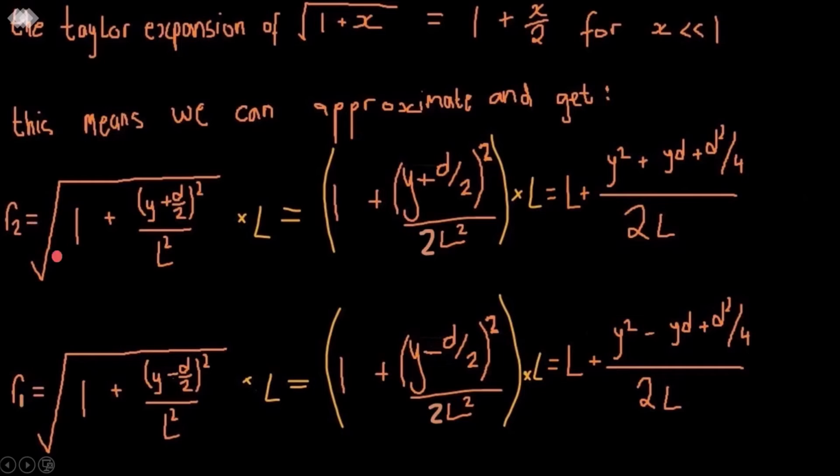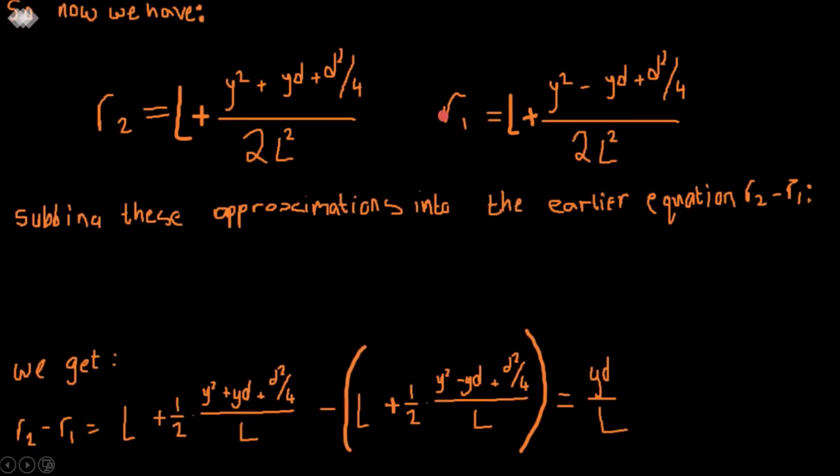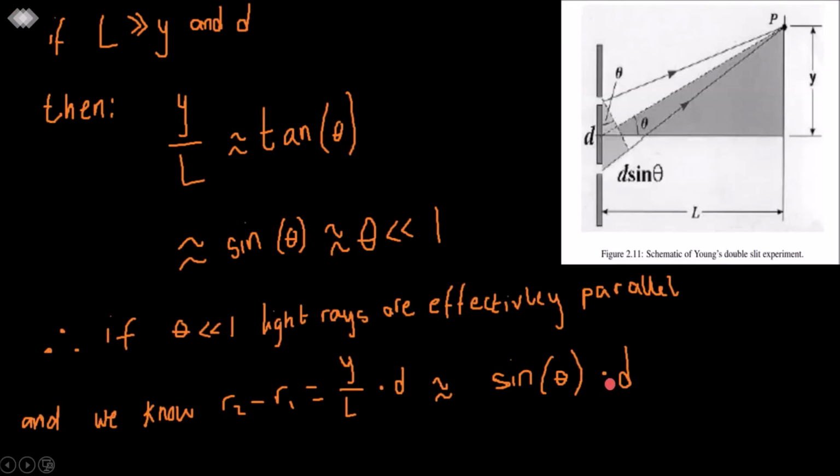So what do we get? Well, for the bottom ray, the ray that travels slightly further, we can express that as this. For the top ray, the ray that travels slightly less far, we get 1 plus (y minus d over 2) squared divided by 2L squared, all multiplied by L. So this is what we have here, expressed slightly more nicely. When we put these two values into the equation for path difference, just r2 minus r1, we can see quite quickly that the path difference comes out as yd over L.